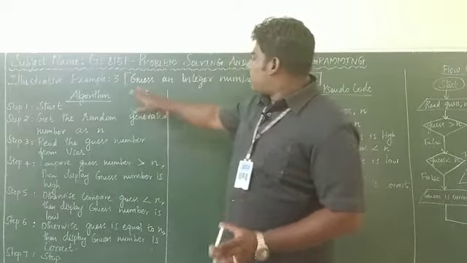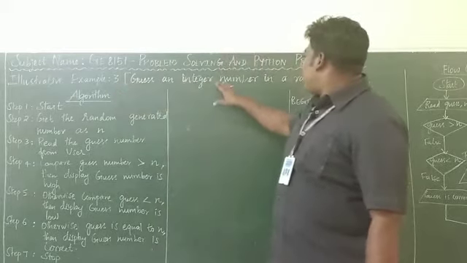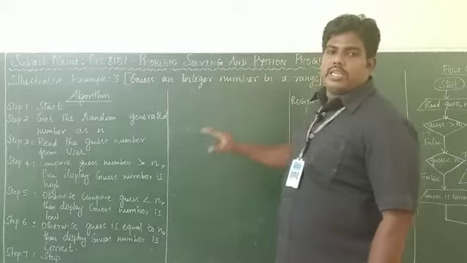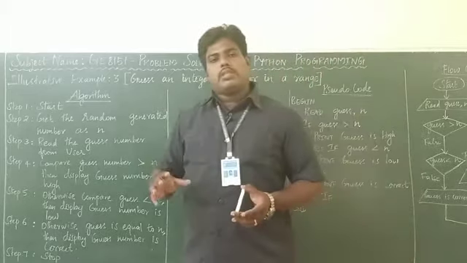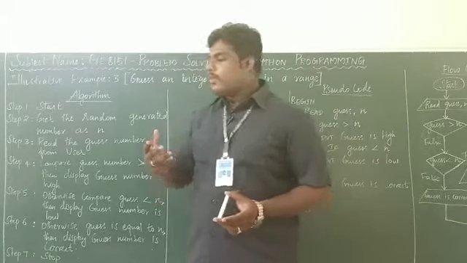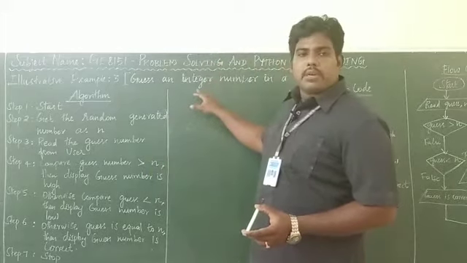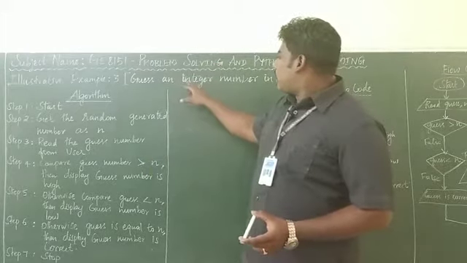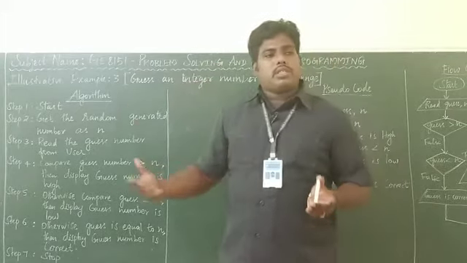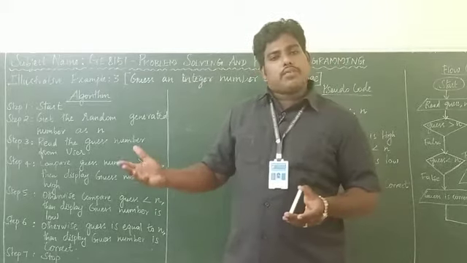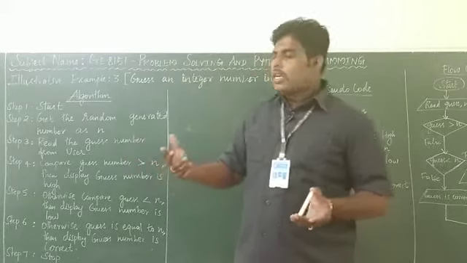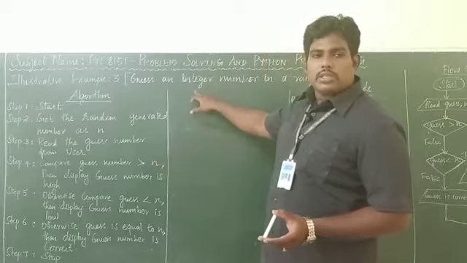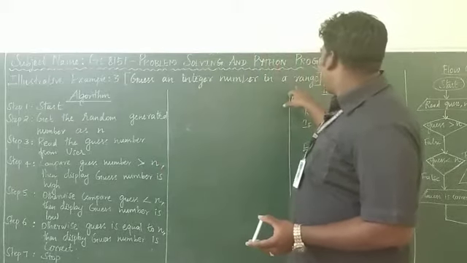So the illustrative problem here is, guess an integer number in the range. What does guess mean? You have to think of one number. Which number? An integer number. For example, what is an integer number? 1, 2, 3, 4, 5, infinity. You have to take any one number and guess it in the range.